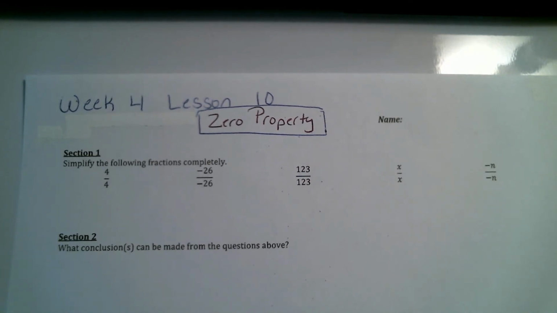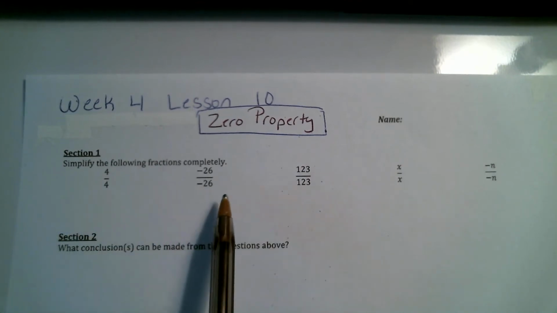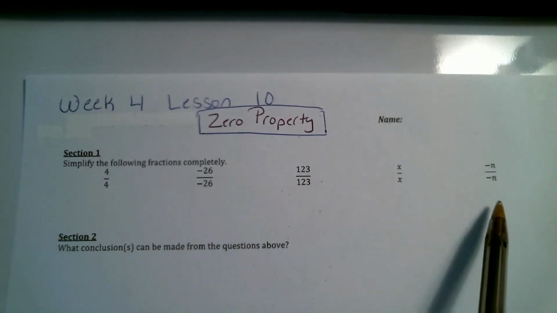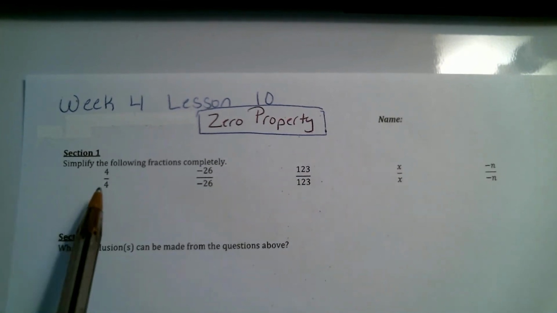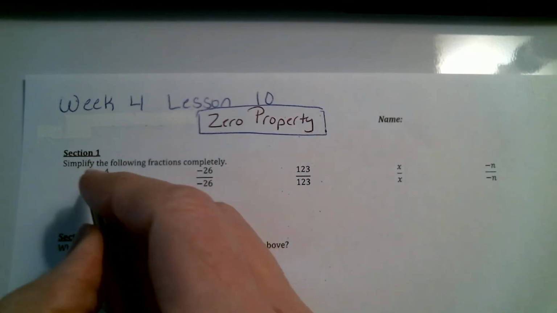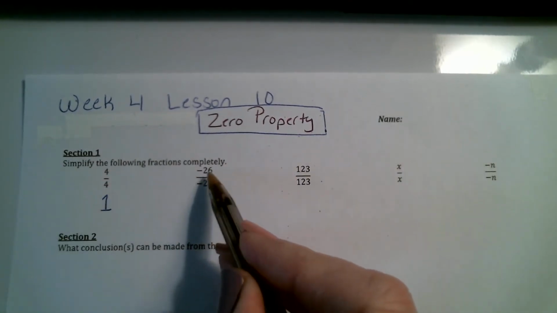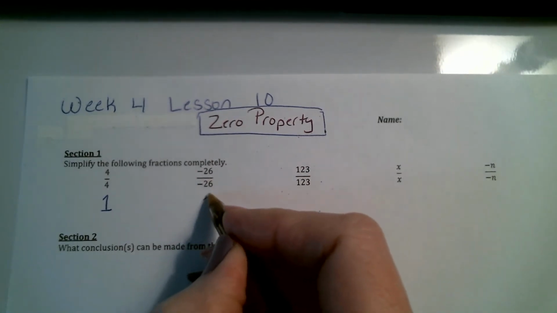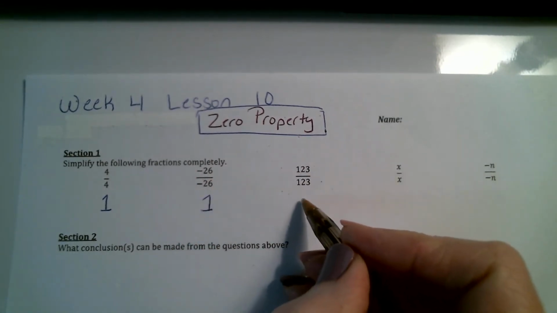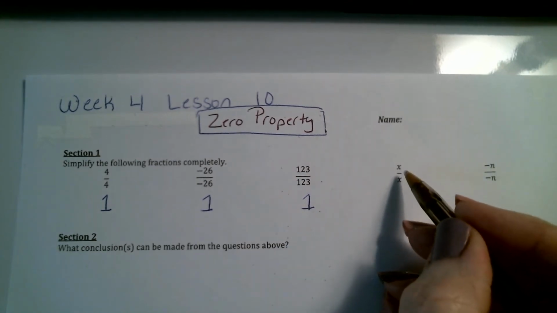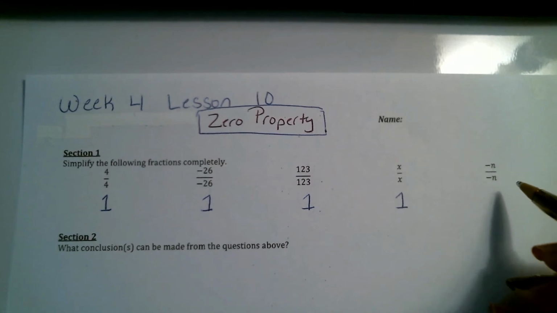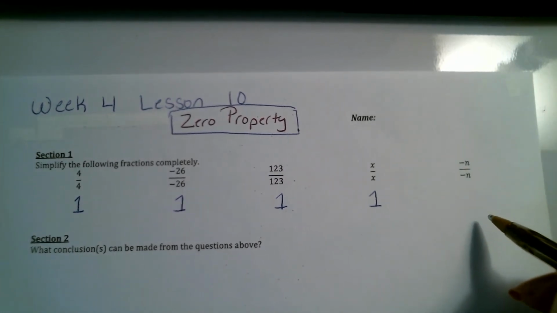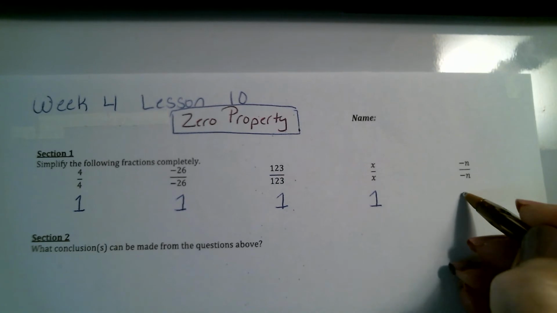To start with, just take a peek at these fractions. And then they tell us to simplify it, right? So, a fraction bar like this, remember, just means divide. 4 divided by 4. Negative 26 divided by negative 26. See a pattern here? X divided by x. Well, x goes into x one time. Think about this one for a minute. It's just 1, right?